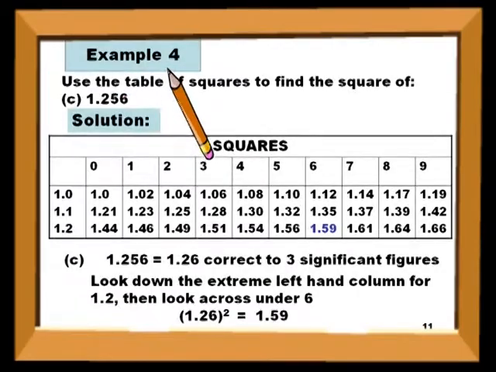Example 4. Use the table of squares to find the square of C, 1.256. Solution. 1.256 is equal to 1.26, correct to three significant figures. Look down the extreme left-hand column for 1.2. Then look across under 6. 1.26 squared is equal to 1.59.